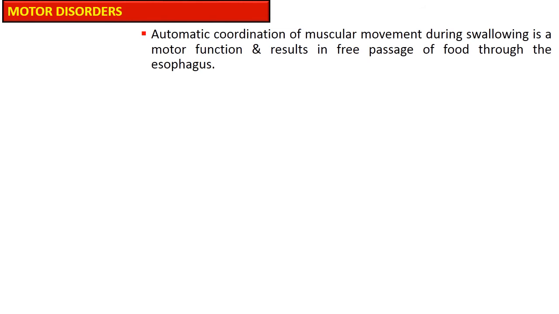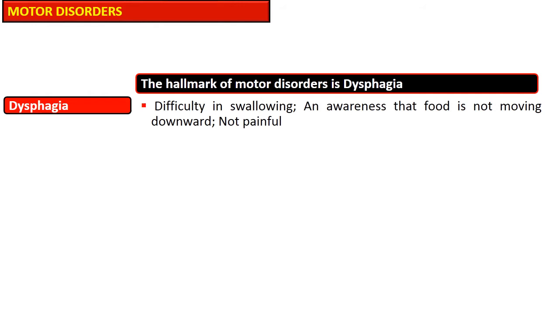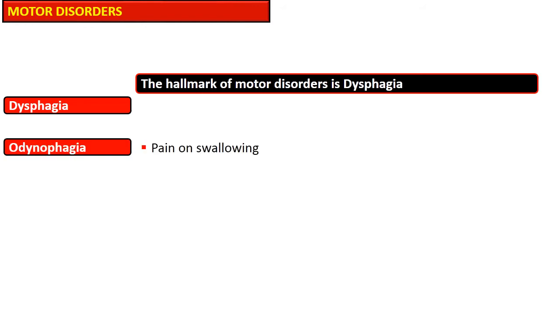Now the motor disorders of the esophagus. Automatic coordination of the muscular movement during swallowing is a motor function, and it results in free passage of the food through the esophagus. But if this system fails, it will result in dysphagia. So the hallmark of the motor disorder is dysphagia. These two terms, dysphagia and odynophagia, are important to remember. Dysphagia is simply difficulty in swallowing, with an awareness that food is not moving downward, but it is not painful, while pain on swallowing is termed odynophagia.